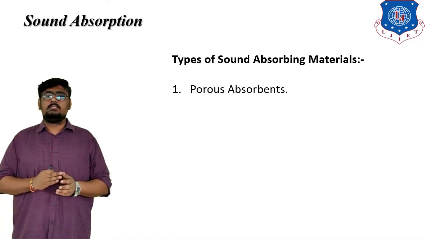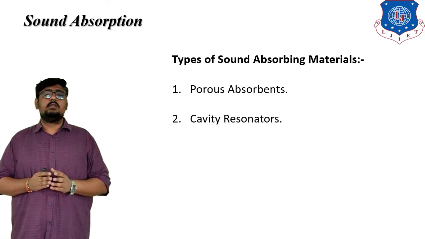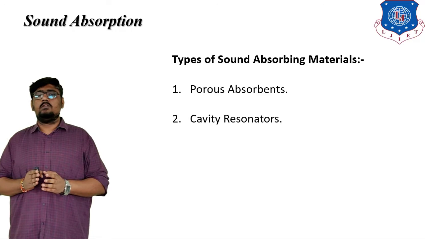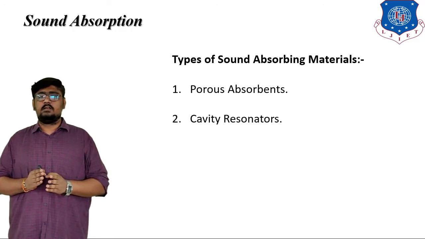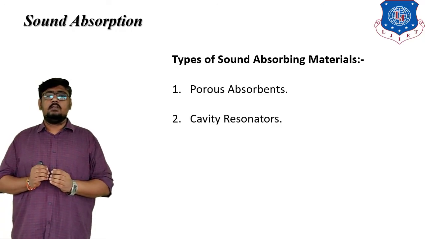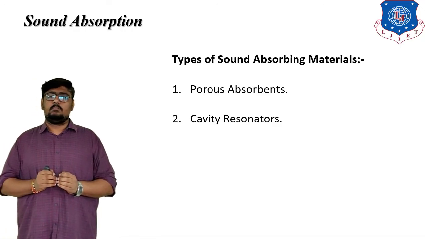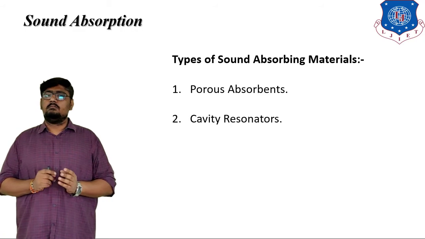Next are the cavity resonators. A cavity resonator is a chamber having a small opening for the sound waves to enter. When the sound waves enter the resonator, due to the multiple reflections inside, the sound waves are absorbed. Examples are air conditioner plants and some special machines.